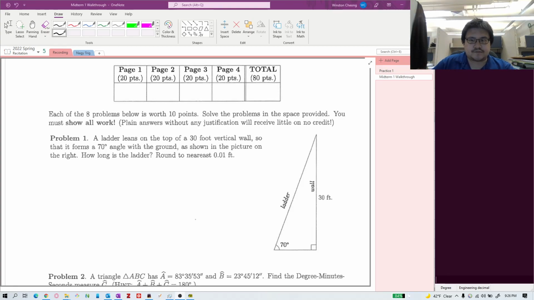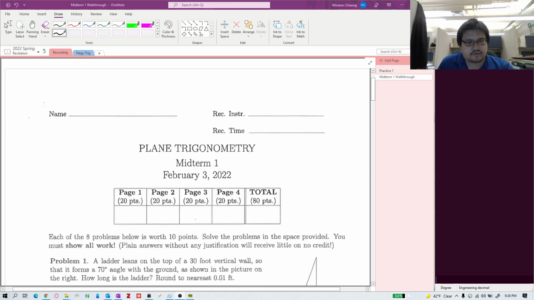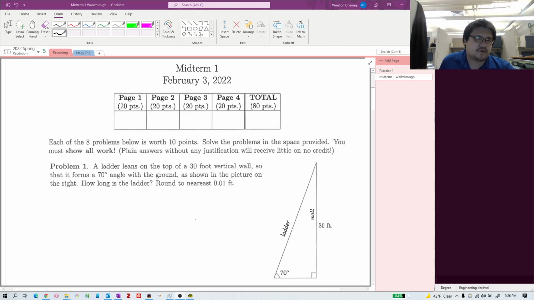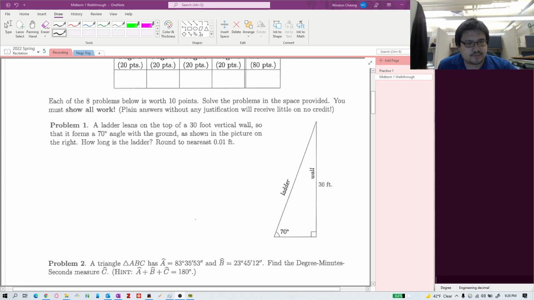So this is the midterm one for plane trigonometry. Problem one: we have a paragraph that describes this diagram, so I'm just going to refer to the diagram. We have the angle, 70 degrees. It's a right triangle. The wall height is 30 feet. And we want to figure out the length of the ladder and round to the nearest 0.1 feet. Maybe I can mark that.